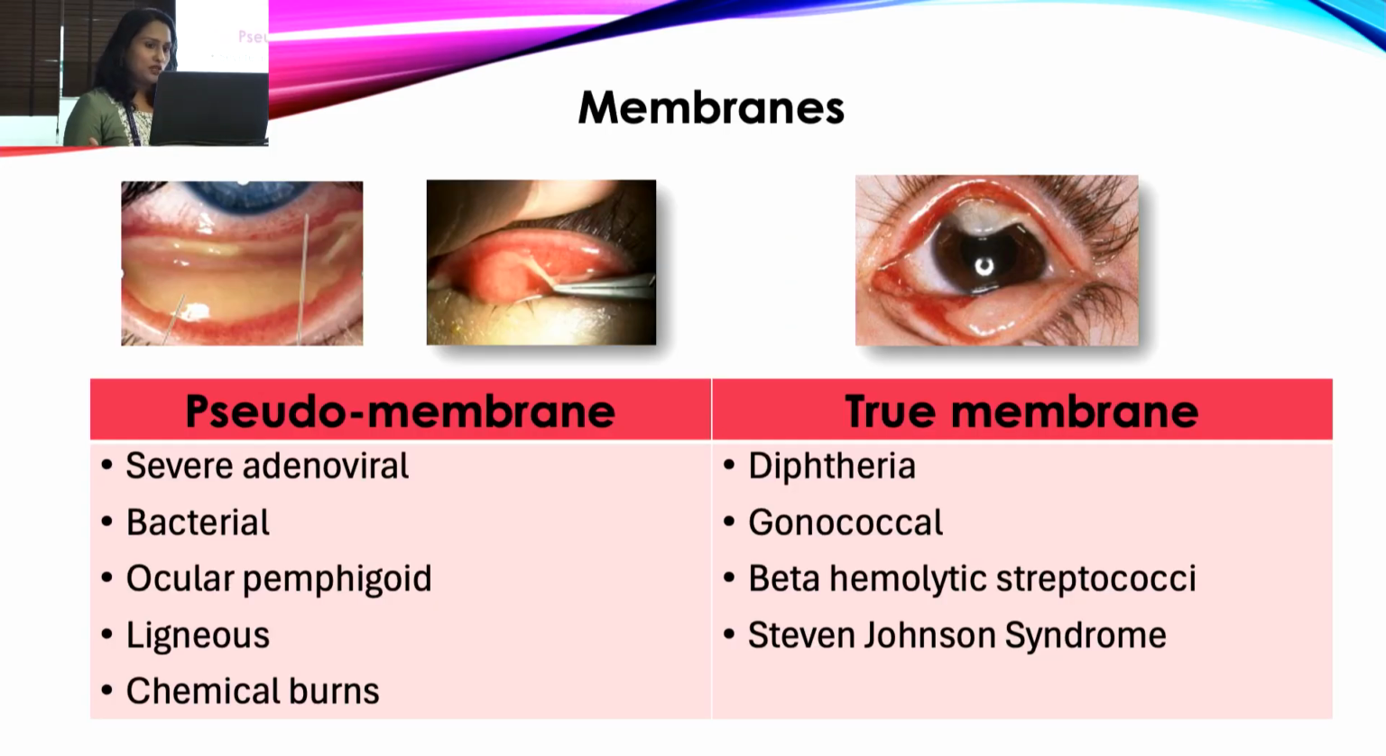Now, coming to membranes, they can be pseudomembrane or true membrane. Pseudomembranes are basically inflammatory exudates, and they can be easily peeled off from the underlying conjunctiva without any bleeding. But true membranes are integrated into the epithelium of the conjunctiva, so they will bleed when we are trying to remove them. That's how we differentiate a pseudomembrane and a true membrane.